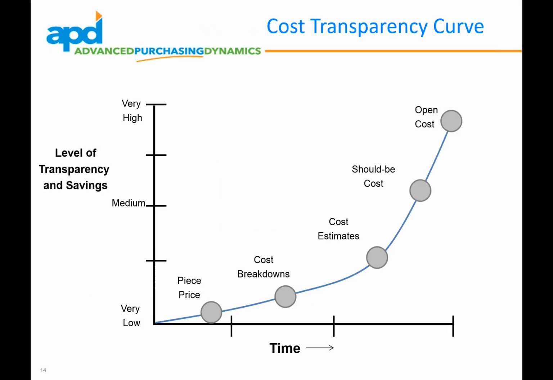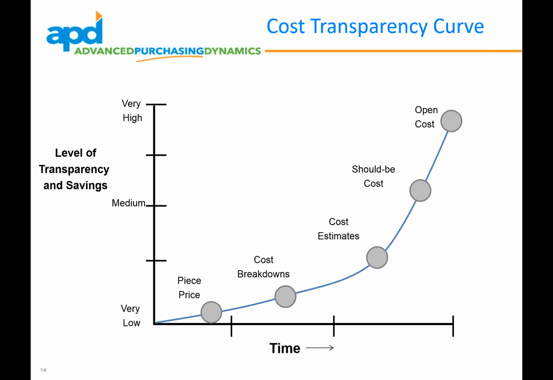The next slide is something that we look at here at APD, and we simply call it our cost transparency curve. And what we're really just trying to represent here is the fact that there are various ways to go about doing business from a purchasing perspective, either just dealing in piece price, or if you're fortunate enough to have cost breakdowns or the ability to do cost estimates, bottom up or should-be costing, or even if you've gotten to a point where you can do open book costing with your customers or your suppliers.